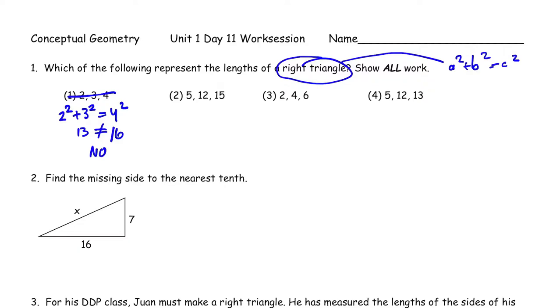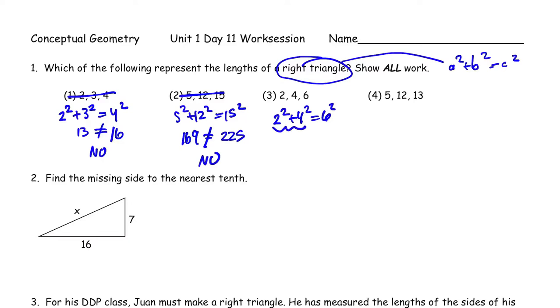Next, we've got 5, 12, 15, so same thing. 5 squared plus 12 squared equals 15 squared. And I'm going to throw this into the calculator, and that gives me 169. 15 squared is 225. Not equal. That one's a no. Choice 3. 2 squared plus 4 squared equals 6 squared. Put that into my calculator, I get 20. 6 squared is 36. Not equal.